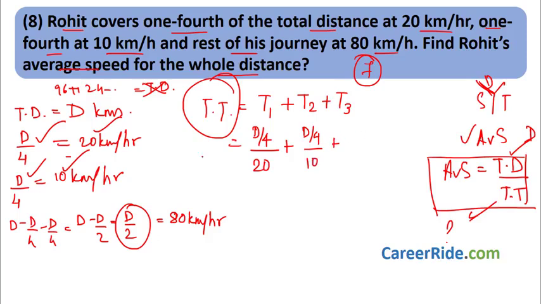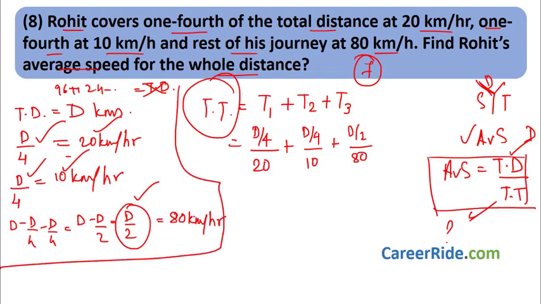Third case, rest of the journey, distance is D by 2, speed is 80. Okay, so we'll have this. What do we get over here? D upon 80 plus D upon 40 plus D upon 160.